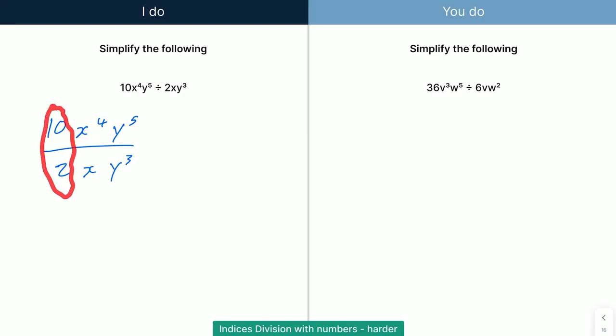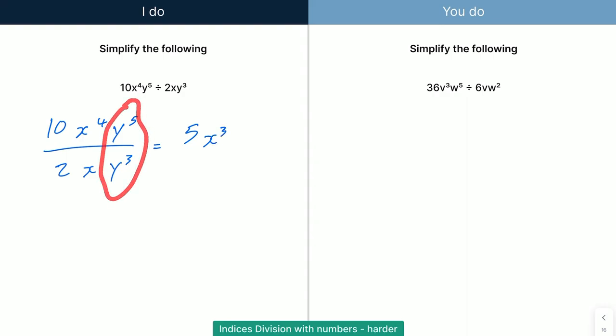If I focus on this, what's 10 divided by 2? That's 5. If I now focus on this, what's x to the power of 4 divided by x? So we're just going to subtract that power from this power. The power here is 1, so 4 minus 1 is 3. And now finally, if I focus on this bit here, that's just going to be 5 take away 3. That is our answer there.